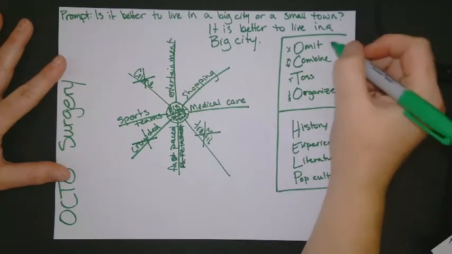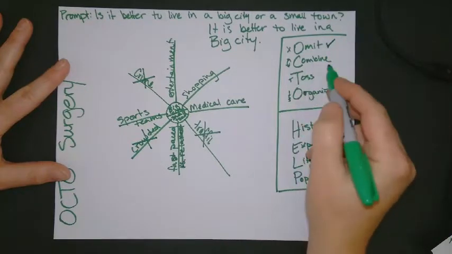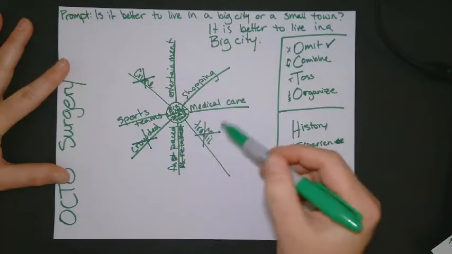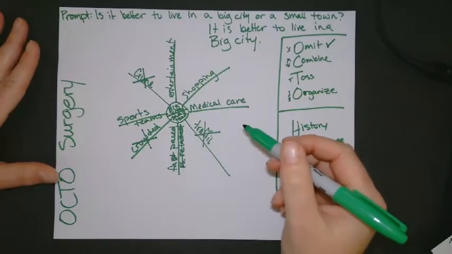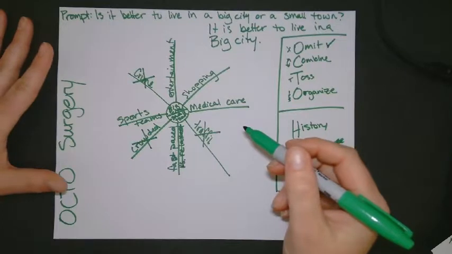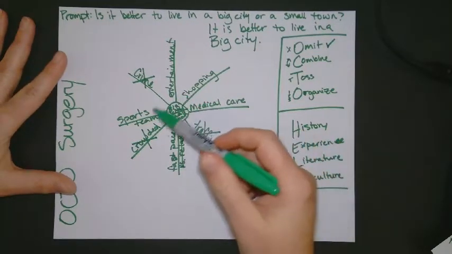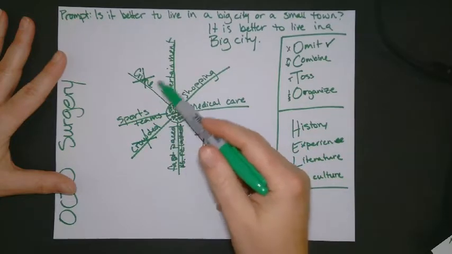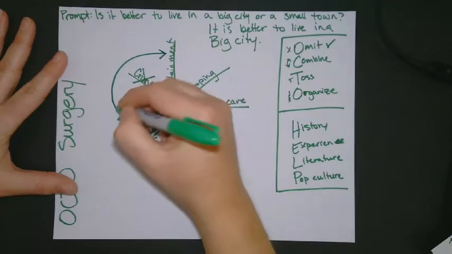So we have completed the omit step. Next we have to combine. So we look at what we have left and see if there's anything in here that could be put together or maybe spoken about in the same body paragraph. The only ones that I really see that fit are sports teams and entertainment. I think I could probably talk about those in the same body paragraph.